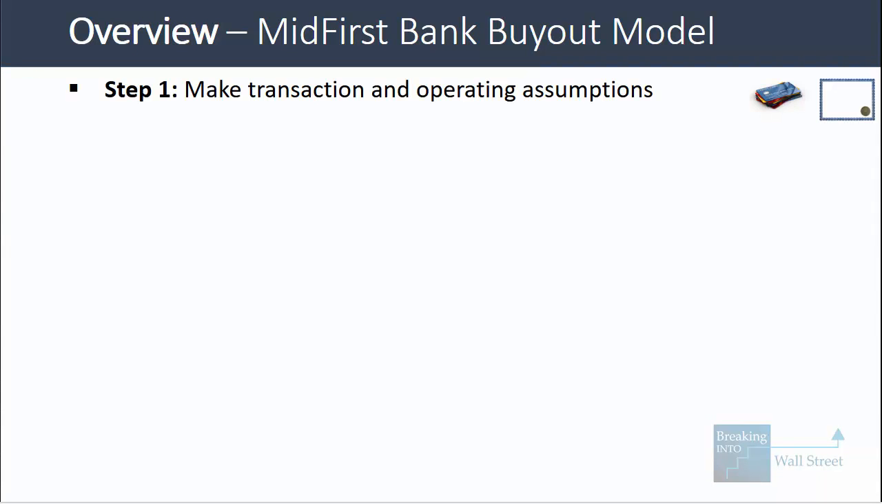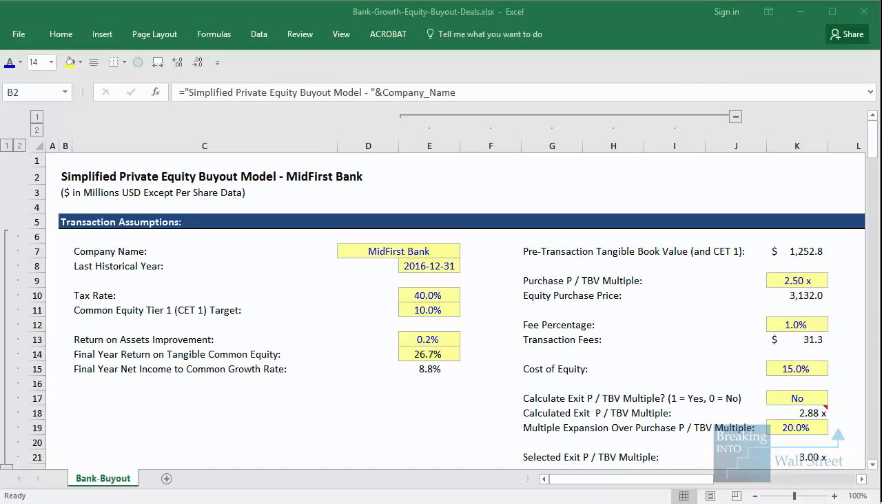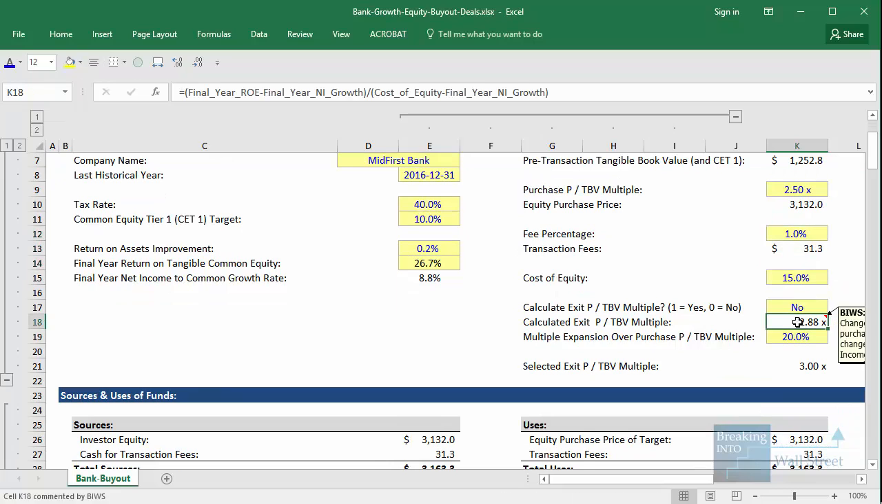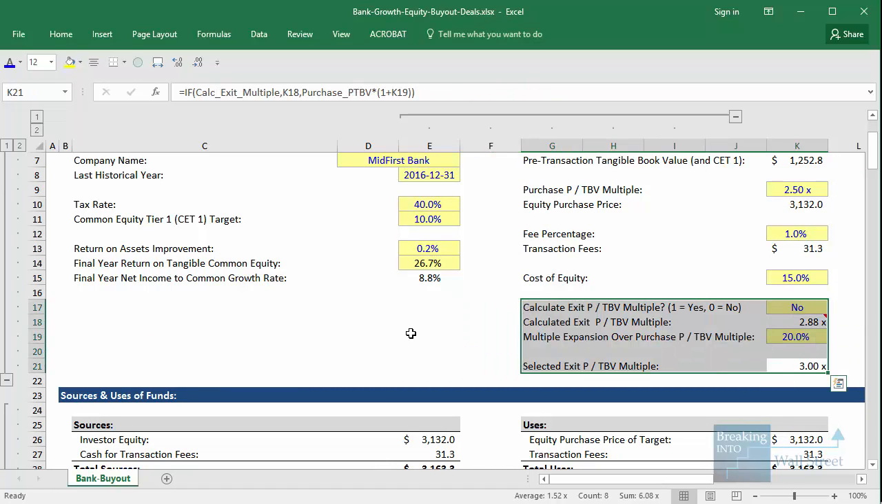Step 1 in a bank buyout model is to make transaction and operating assumptions. And we've done that here. This is a private bank, so we've assumed a purchase price to tangible book value multiple. It's a multiple of the bank's tangible book value, 2.5x, so we get to an equity purchase price around 3.1 billion. We have some transaction fees. We've also assumed an exit multiple up here, and we can calculate it a couple different ways.